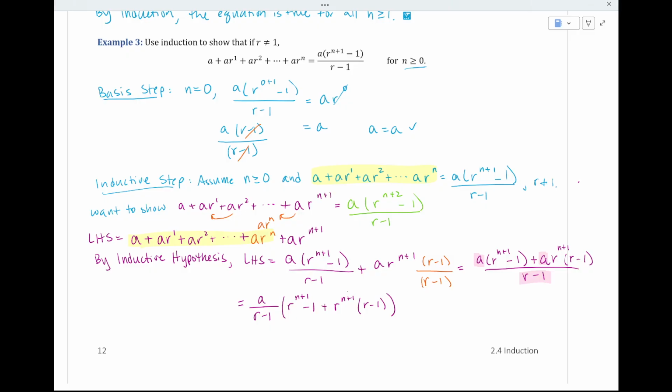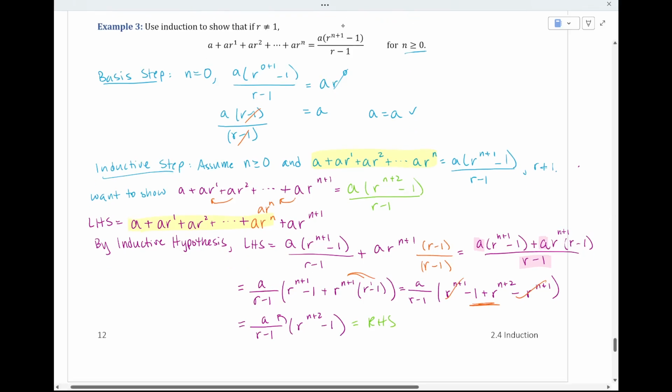Now I'm going to do a little distribution here. So I've got A over r minus 1, and then r to the n plus 1 minus 1, and then I've got r to the n plus 1 times r to the 1. I'm going to add these exponents together, so I'm actually going to have r to the n plus 2, and then minus r to the n plus 1. Now I'm seeing some good stuff happening. This is going to cancel with that, and I'm going to have that left over inside. I'm running out of room. So this is A over r minus 1 times (r to the n plus 2 minus 1). And that is actually, I could write that up there. So that is basically my right-hand side. I've done it with just enough room to spare.